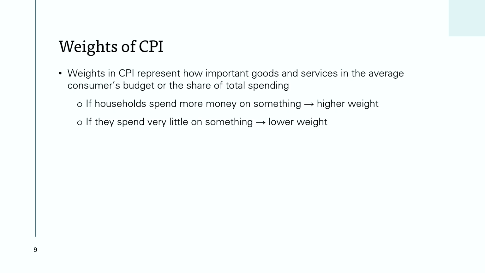This ensures that a 10% increase in the price of something vital like rent has a much bigger impact on the inflation index than a 10% increase in the price of something minor like t-shirts.